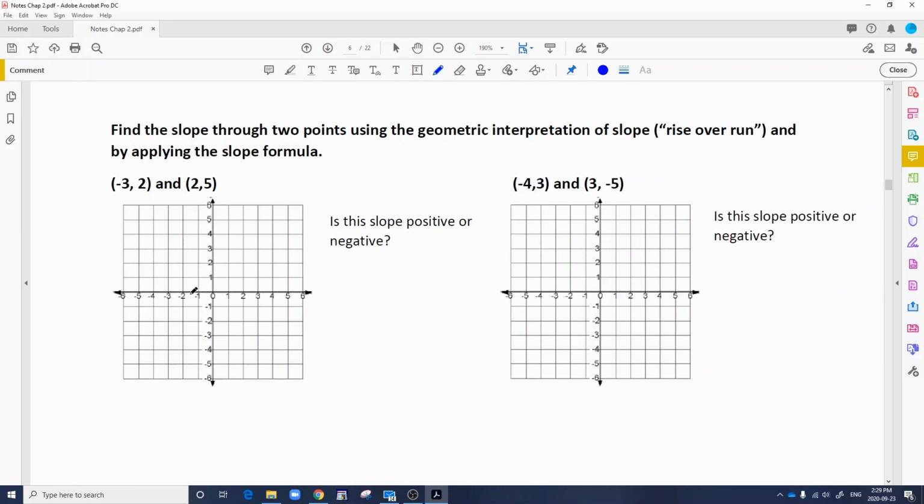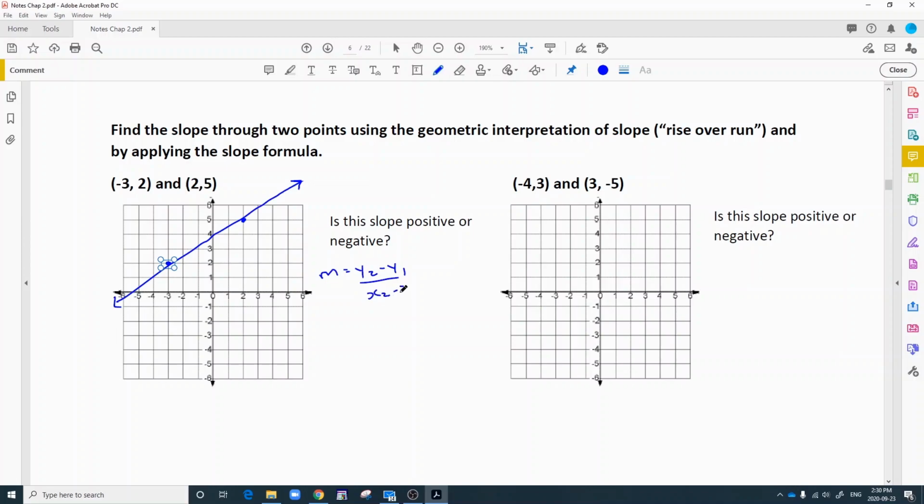We're going to graph our points. We've got a point -3, 2, so left 3, up 2. We have a point 2, 5, so right 2 and up 5, and this is my line. If I want to find the slope, I have two choices. I can use the slope formula.